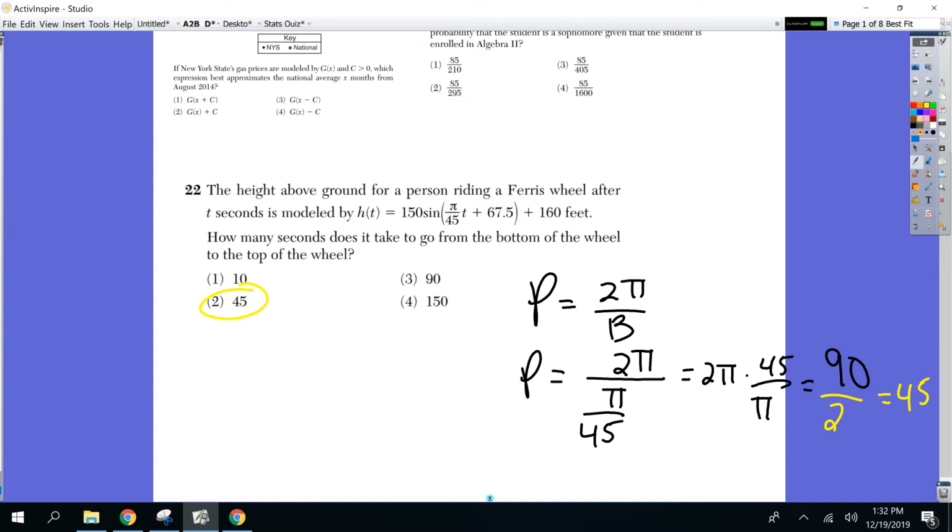What's the 160? That is the C value, known as what? It's outside. We just talked about it. What is it? It's a shift. Shift up 160. What's the 67.5? Phase shift. Yep. Where's it going? Left 67.5. Yep. All right. There it is. There's other questions I could ask, but.